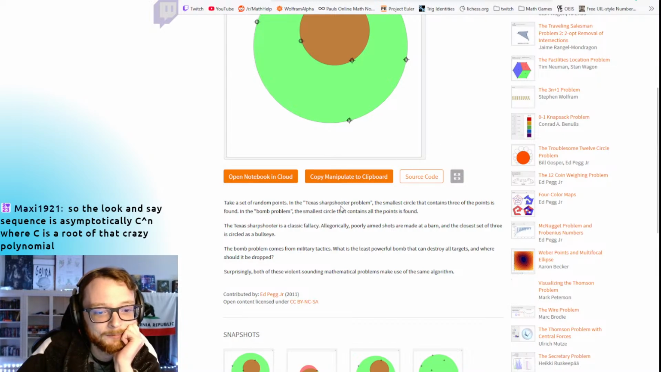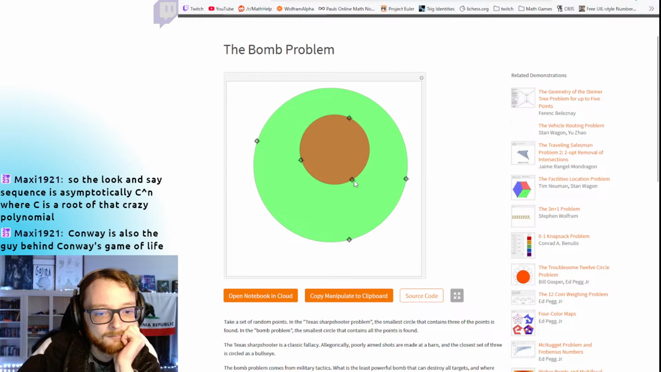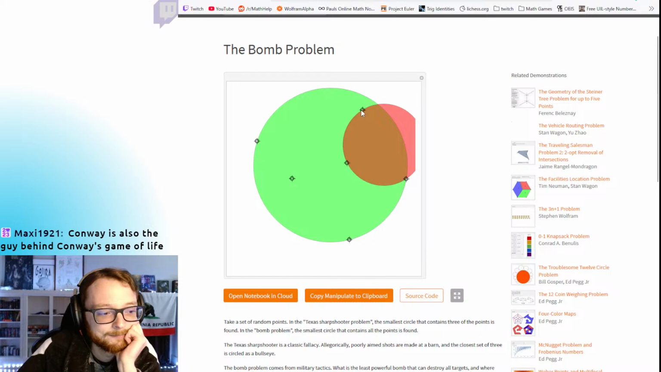Texas sharpshooter problem. The small circle contains all 3 points. Wait, the small circle contains 3 of the points is found. In the bomb problem, the small circle contains all the points is found. Okay. Oh, wow. Interesting.